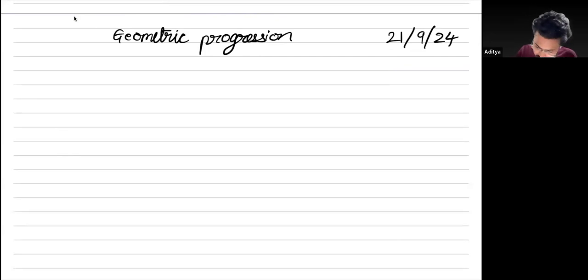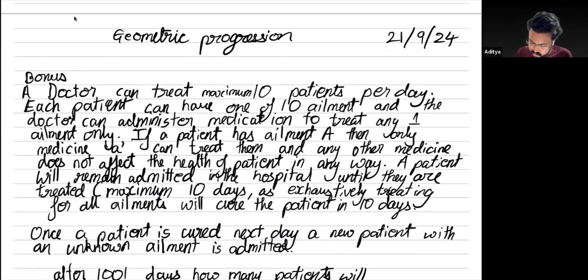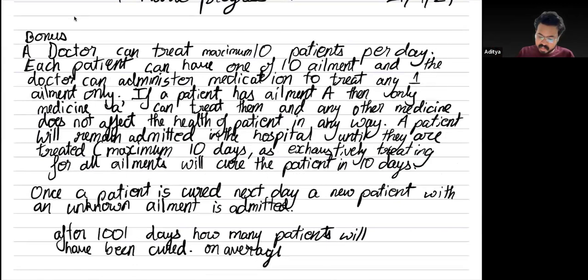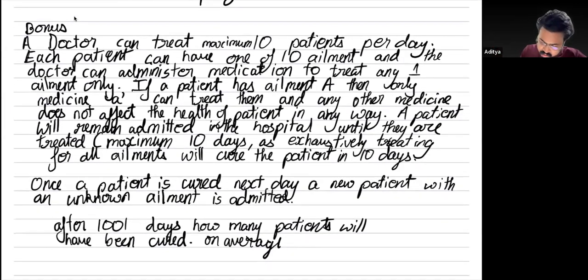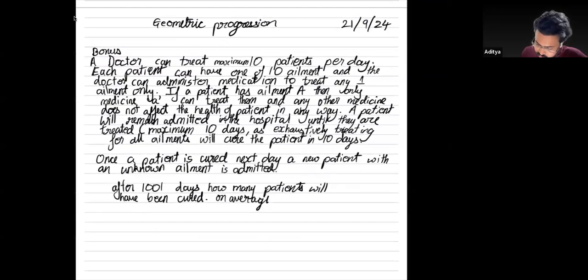Before I start with today's class contents, I'll give you a bonus question which you can keep trying, in case you find today's class either repetitive, easy, or not understandable. In that case, you should try to revise your concepts. But try this question. I'll explain it in a minute. The bonus question is not based on geometric progression. It's more AP based.